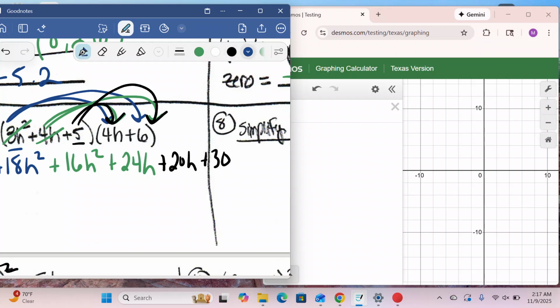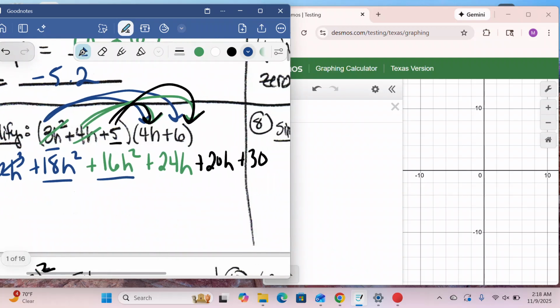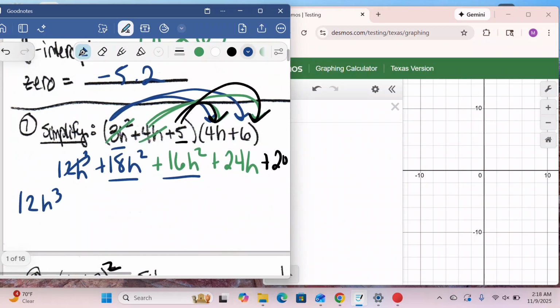Last but not least, is there any other h squares? H cubes? No, so I'm going to leave it alone, h cubed, and then I'm going to cross it out. I have 18h squared, and then I have 16h squared, so I'm going to go ahead and combine like terms, and that gives me a total of positive 34h squared. Going to get rid of that one.